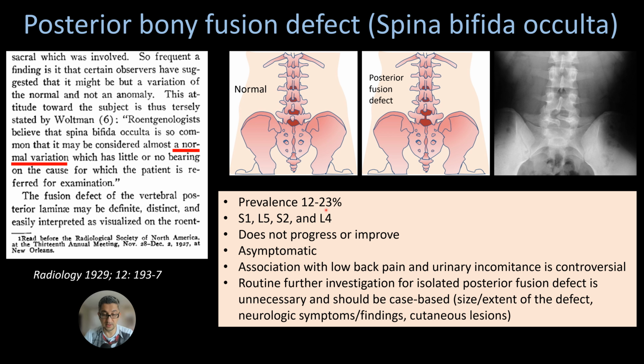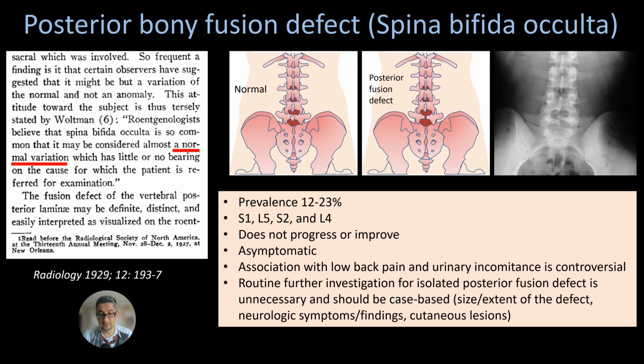It is relatively common. The prevalence is between 12 to 23%, most commonly seen in S1, then L5, then S2 and L4. It doesn't progress or improve. You see it in a child. If you follow up the same patient as an adult, you will see that it has not fused, it remains the same. They are usually asymptomatic. Association with low back pain and urinary incontinence is controversial depending on the studies.